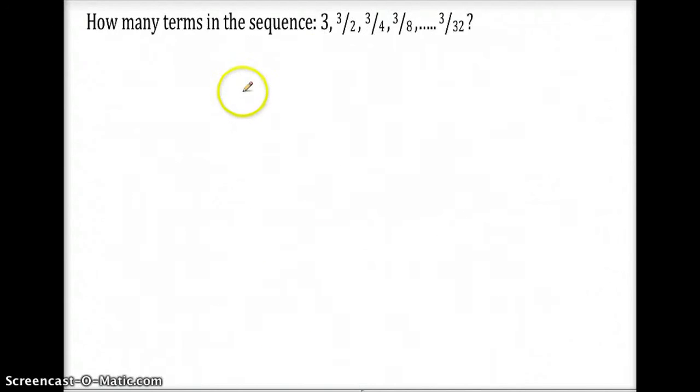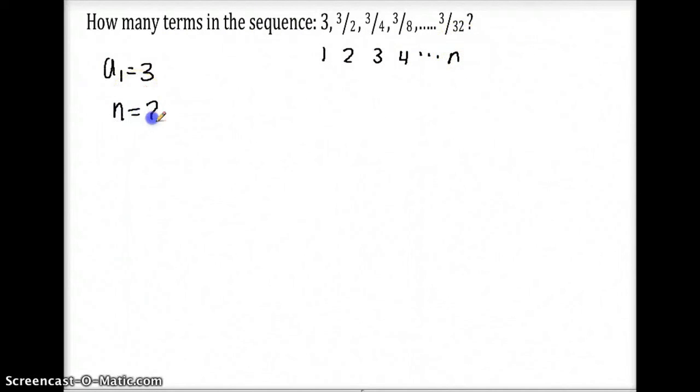Okay, how many terms are in the sequence 3, 3/2, 3/4, 3/8, all the way to 3/32? So we know that a1 is going to be 3. And we want to find out how many terms are in the sequence. This is the first term, this is the second term, third term, fourth term, and this is going to be the nth term. So the number n will tell us how many terms are in the sequence. So we want to find n. But we know that the nth term is going to be 3/32.